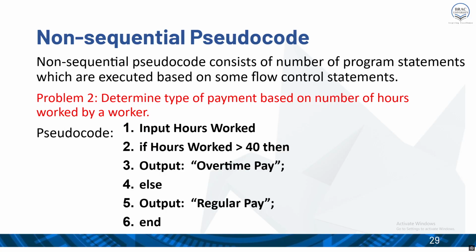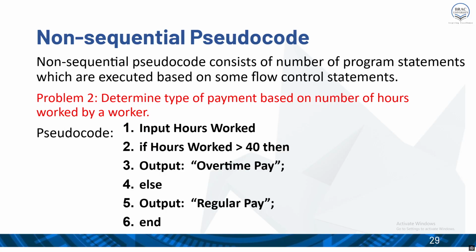In a non-sequential pseudocode, program statement or instructions are executed based on some flow control statements, which means it is not executed sequentially. For example, we are trying to determine the type of payment based on the number of hours worked by a worker. First, we take the number of hours worked by a worker as an input from the user. Then, on instruction 2, we check if the worker has worked more than 40 hours or not.